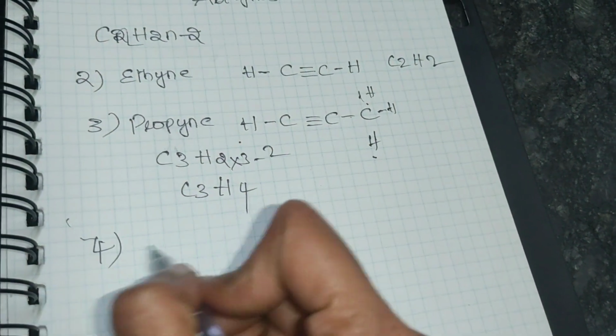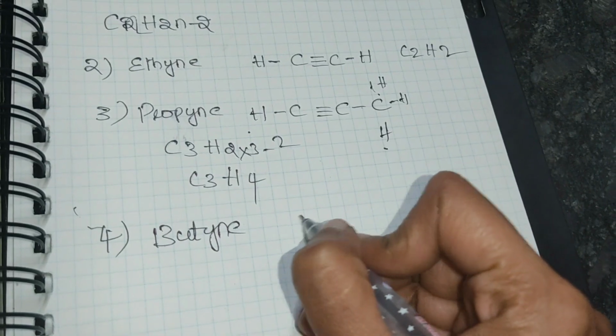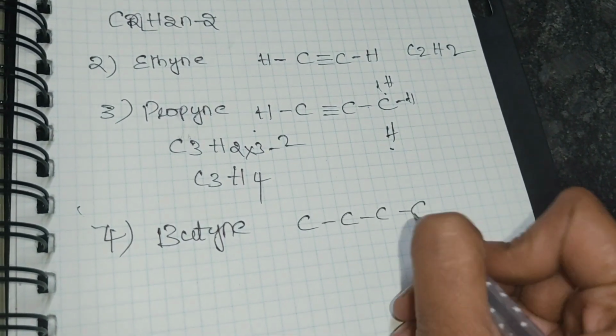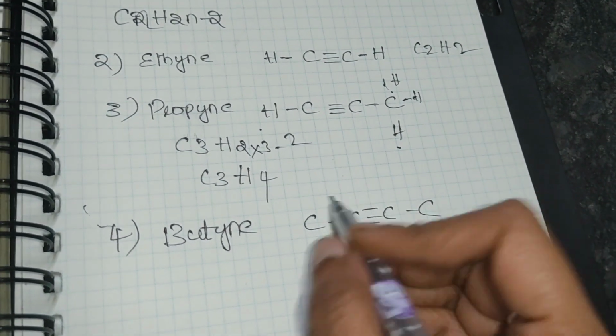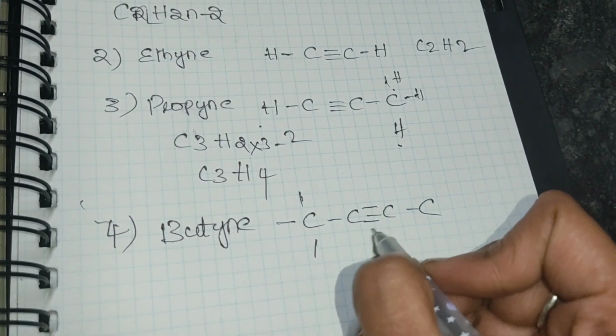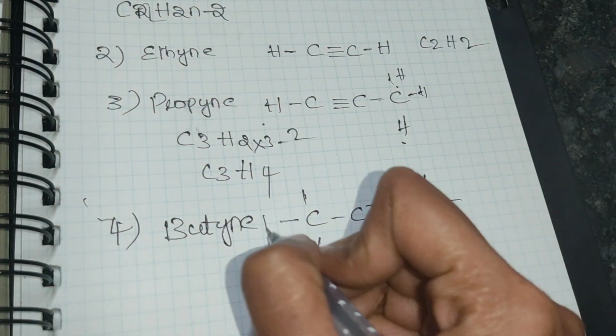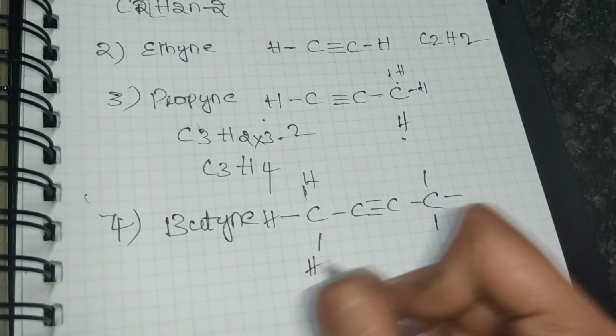Next, butane. Let's take 1, 2, 3, 4. Let me take here a triple bond. So here it is 3 carbon atoms satisfied. Here 4 are satisfied. Here also 4 are satisfied. But here 3. So we can write like this.